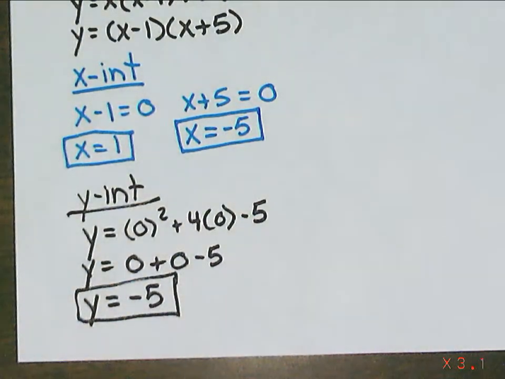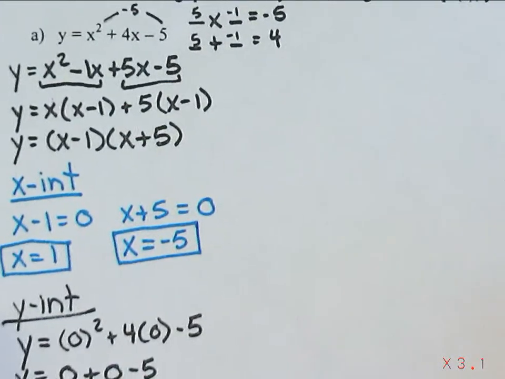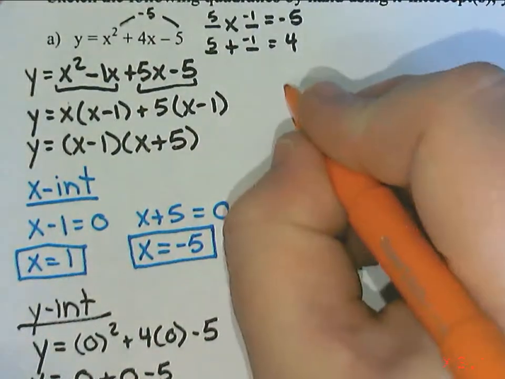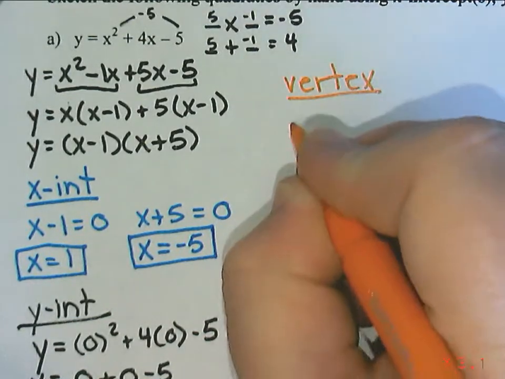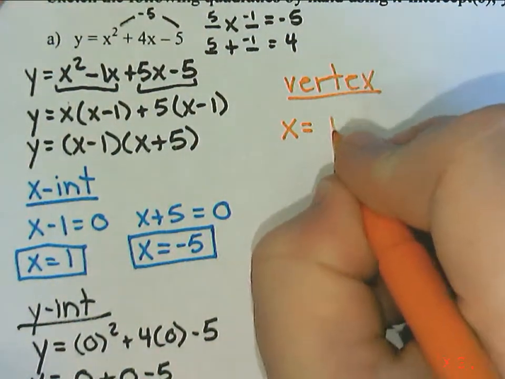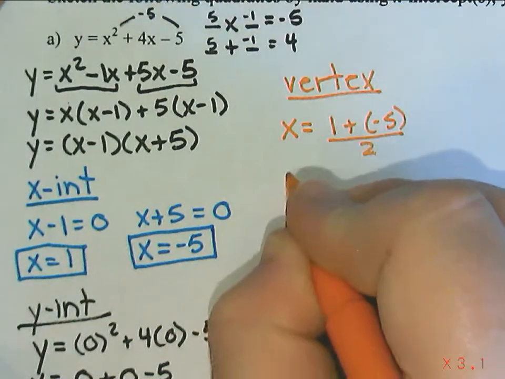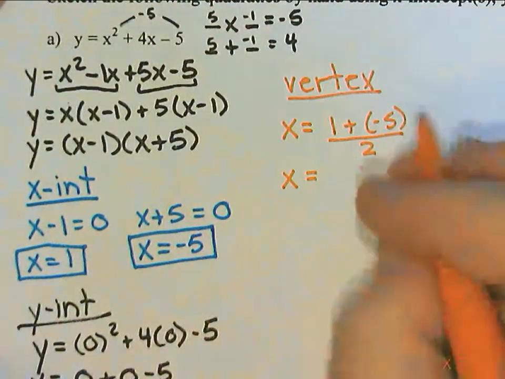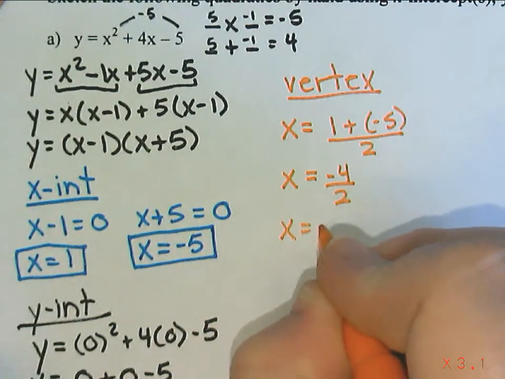The last thing I need is the vertex. The vertex is found halfway in between your two x-intercepts. So to find the x part of our vertex, we start by finding the midpoint in between our x-intercepts. And how do we do that? You can add the two x-intercepts together, so 1 plus negative 5, and we divide it by 2. So 1 plus negative 5 is negative 4. Negative 4 divided by 2 is negative 2.